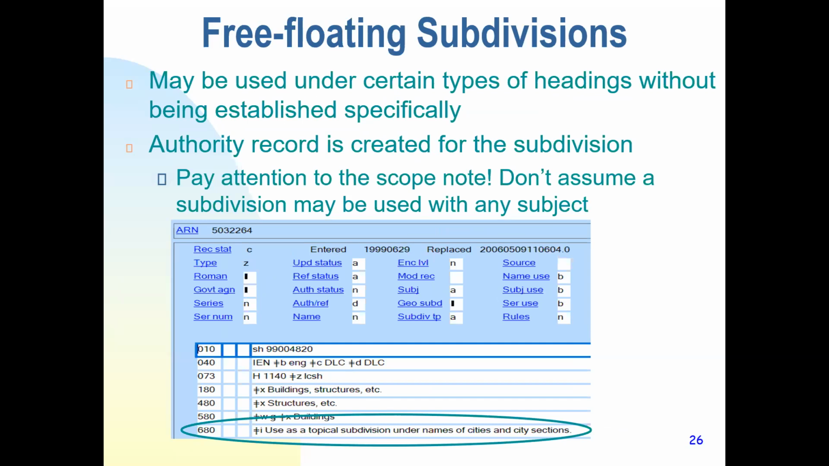Here's an example of a free floating subdivision that has a 680, a scope note telling us to use as a topical subdivision under names of cities and city sections. So pretty narrow. We can't use buildings, structures, etc. under states. We have to use it under cities and city sections, like it says.